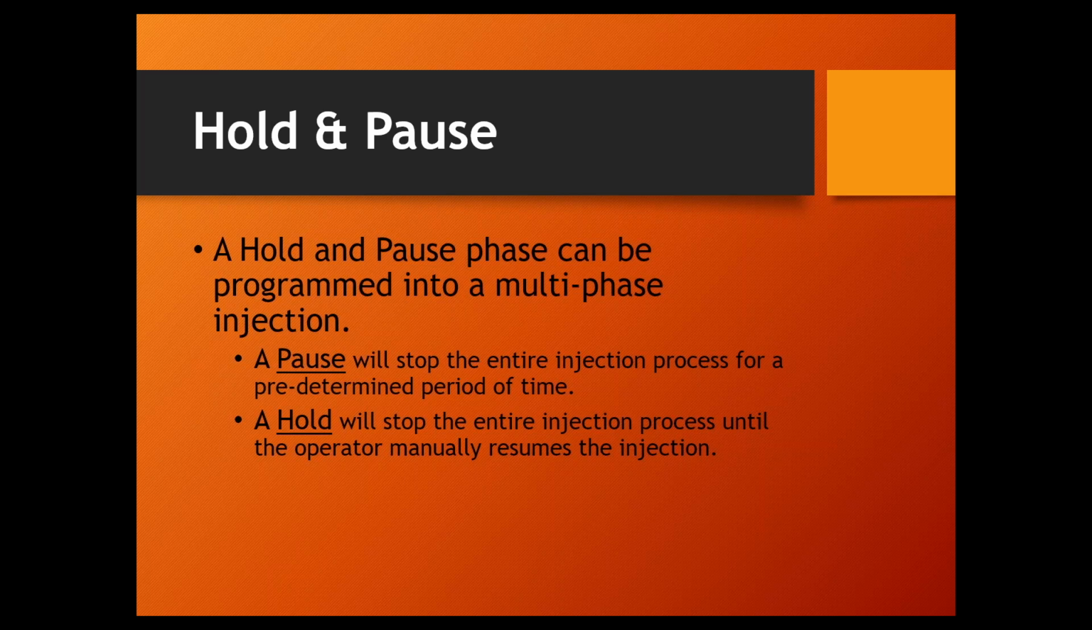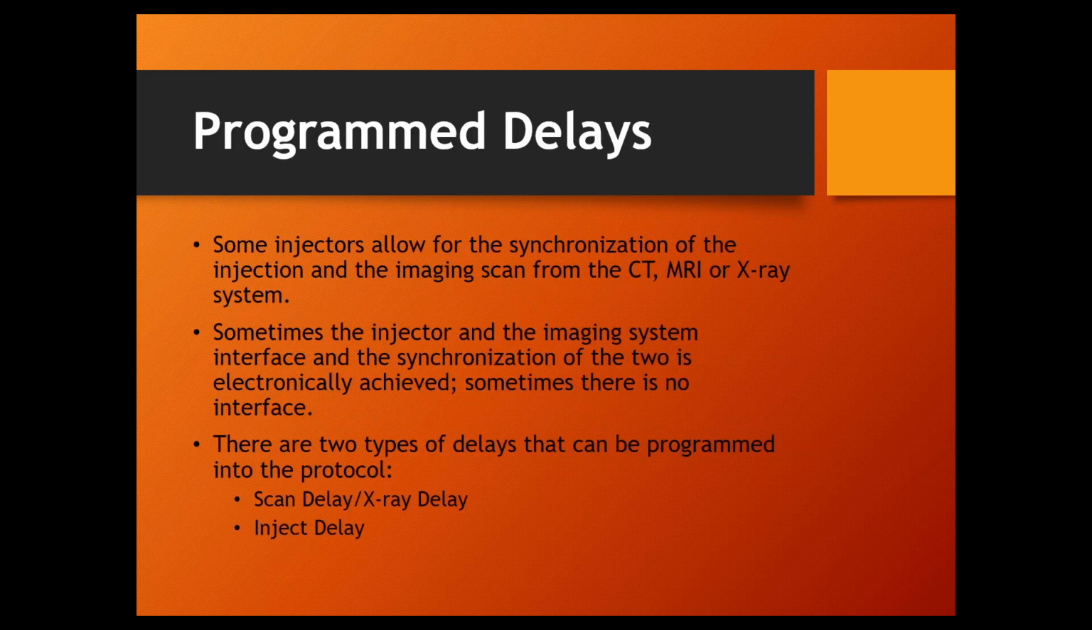All right. Delays. There's two kinds of delays. They go by 3 names, which will make sense when I get to it. So the contrast injectors, CT and angio injectors, can actually be electronically interfaced with the imaging system. So the imaging system and the contrast injector are talking to each other.